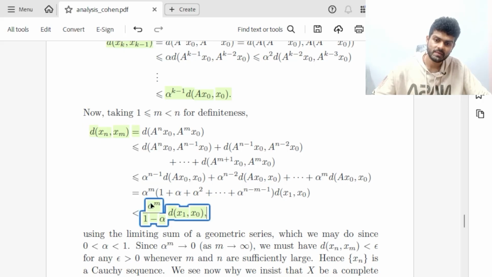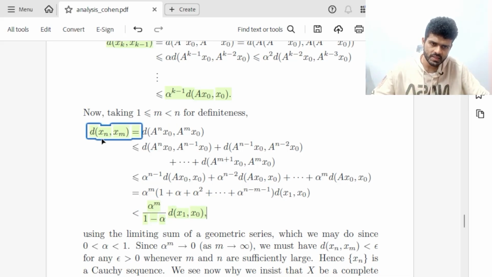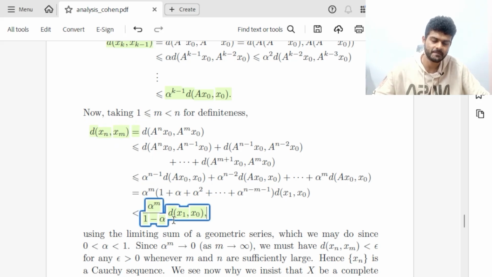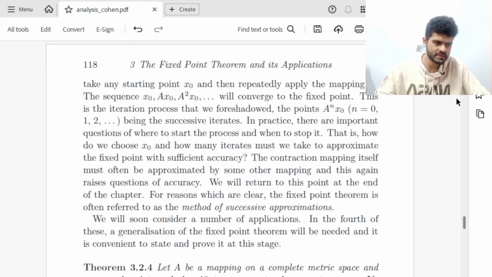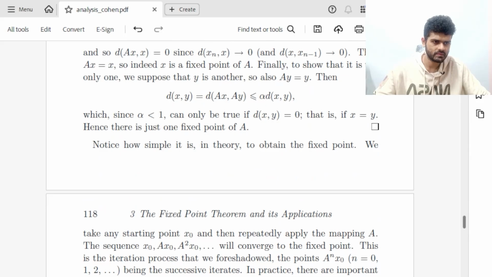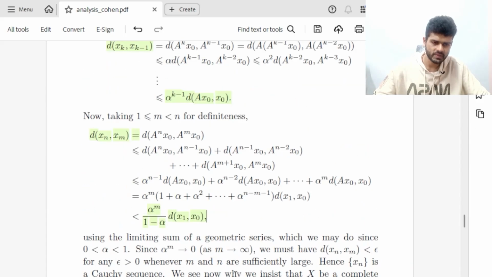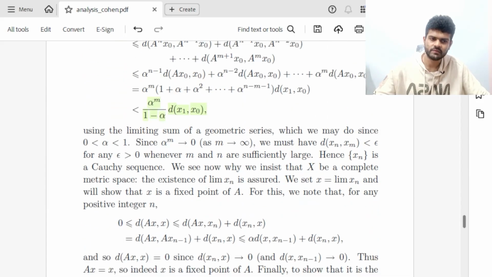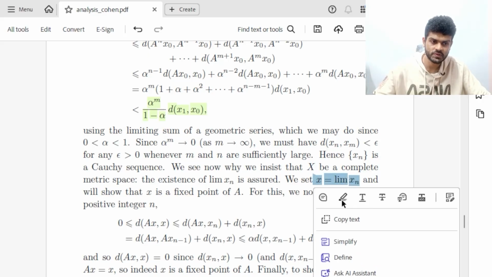Now this term can be made as small as we want because it goes to 0 as m tends to infinity. As your m becomes larger and larger, this goes to 0. So essentially you have shown that xn is a Cauchy sequence, and a Cauchy sequence converges. So it converges to some x, right? So x is the limit of this Cauchy sequence.